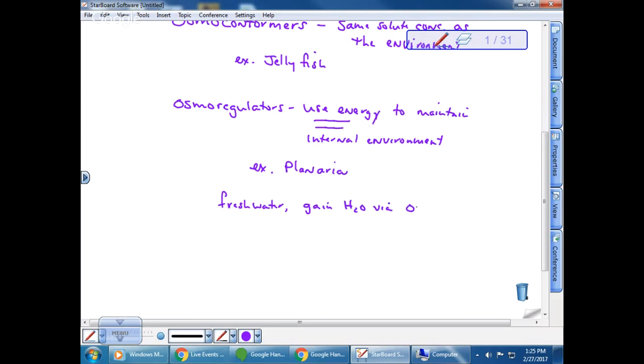But they would gain water via osmosis. What that means is water just moves directly across the surface of their body, right? So this is a passive process. It's a physical law, kind of. It's just like gravity. It's a force, right? So water is just going to go into their body because they have solute concentrations that are higher inside their body. So then they must use energy to get rid of the excess water.